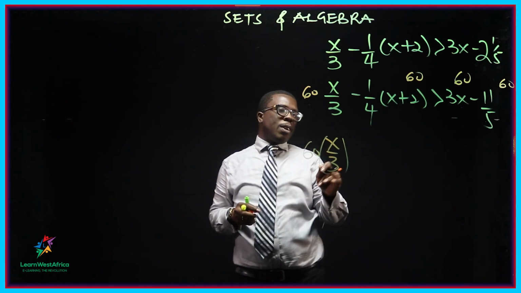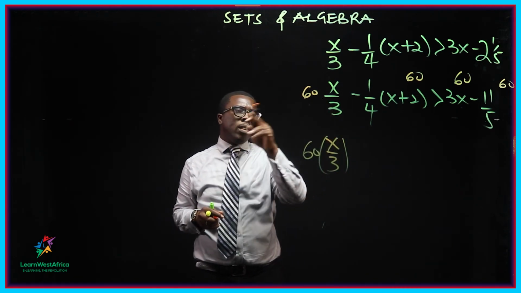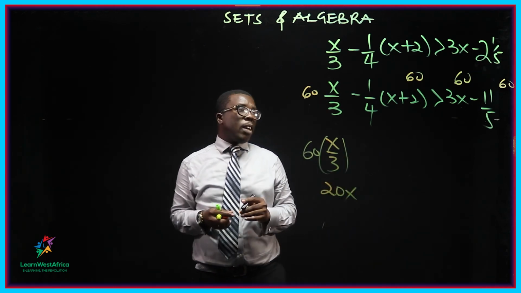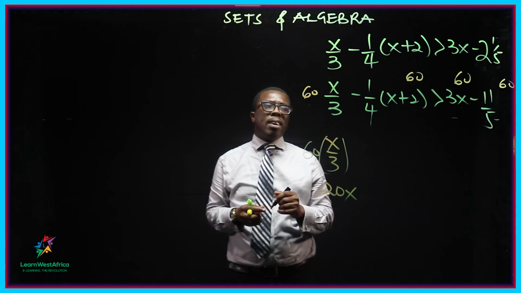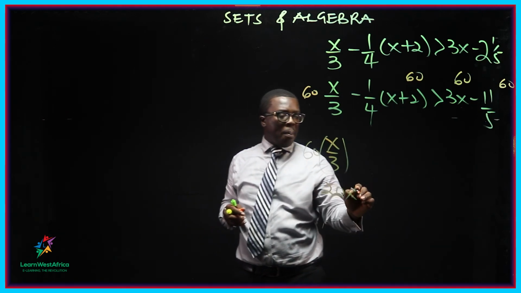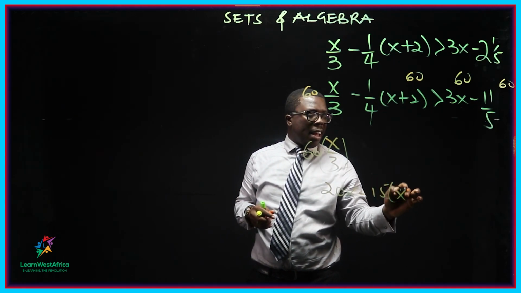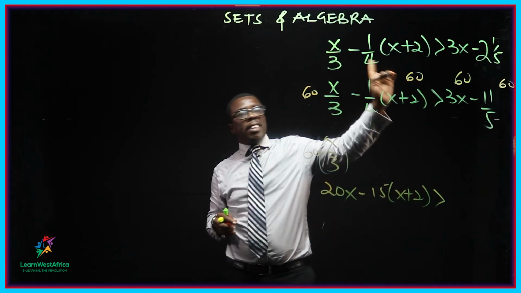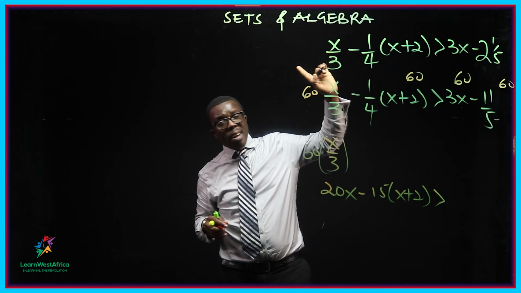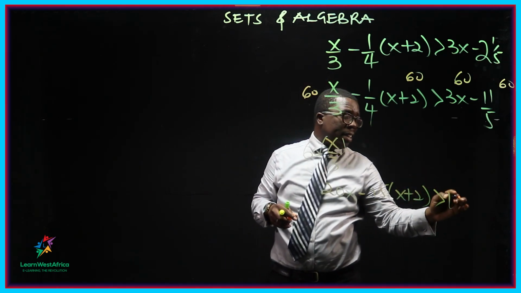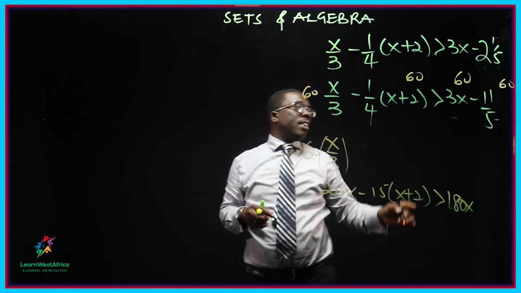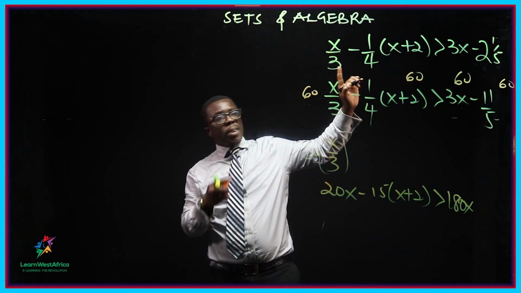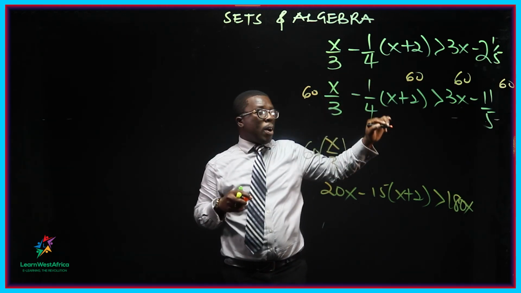For 60 times x over 3, we get 20 times x, that is 20x. Then the next term, 15 into bracket x plus 2, greater than. Now 3 multiplied by 60 is 180, so 180x. Then 5 multiplied by 60 gives 12, and 12 times 11 is 132.